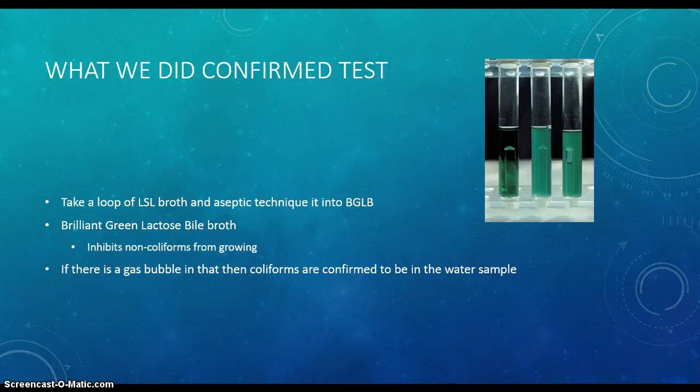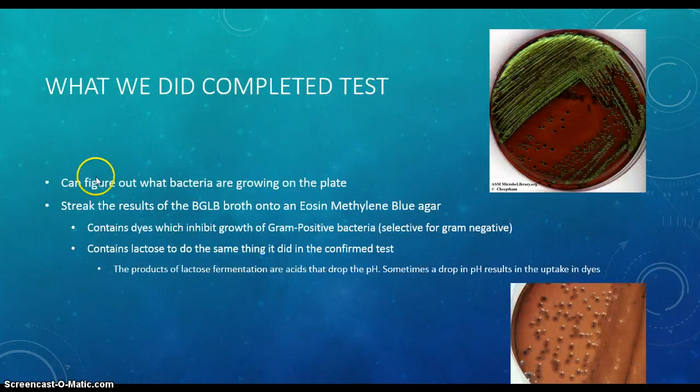So what we do after that is we take a loopful of this stuff and we put it onto this red, it's not really bright red, agar plate, and this red agar plate is eosin methylene blue agar. Now, why they call it blue agar, I don't know. It doesn't really make much sense to me. Maybe eosin is red, and it just kind of dominates the blue. I don't know. But what I do know is that this agar contains dyes which inhibit the growth of gram-positive bacteria. So it is selective for gram-negative bacteria.